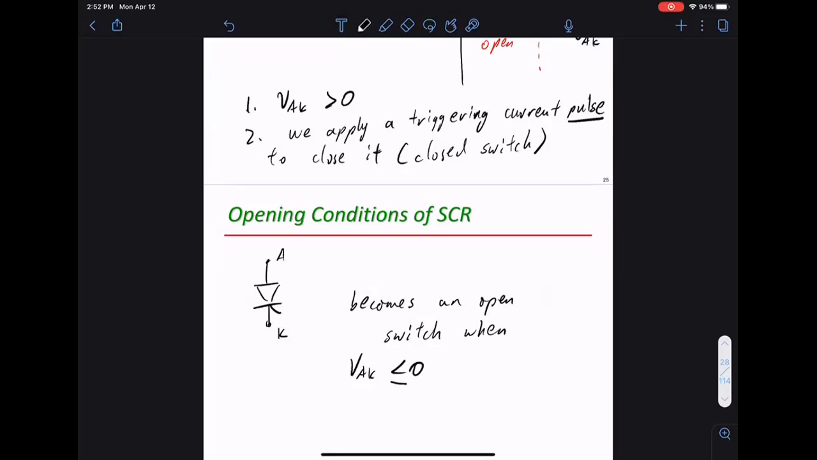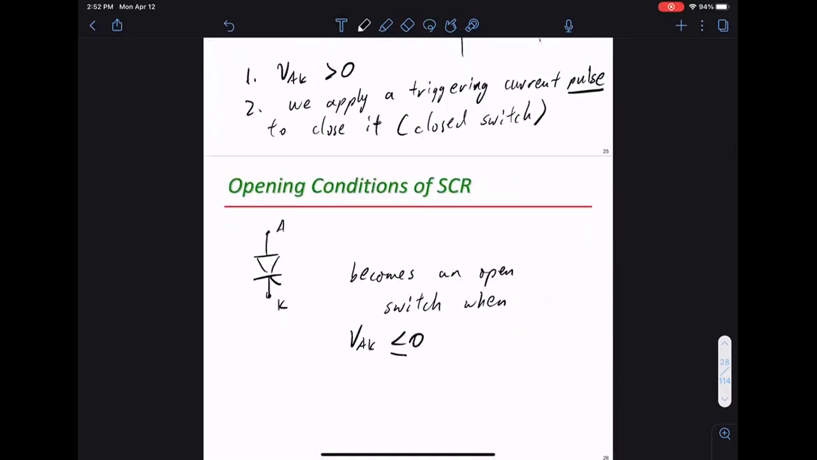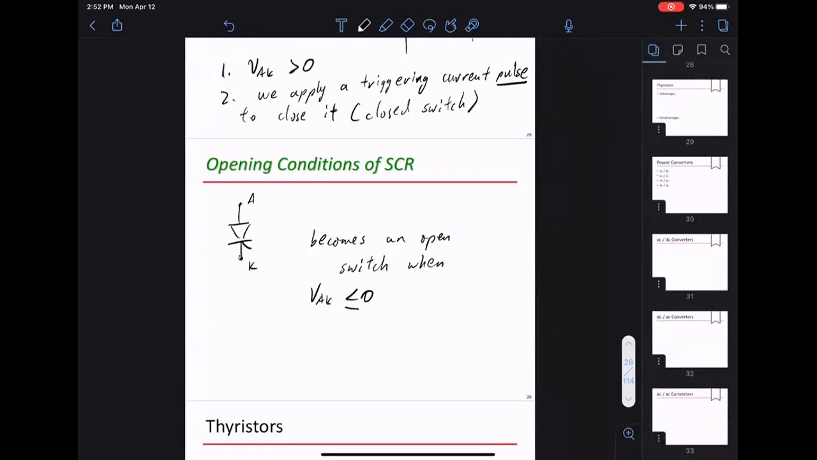Right now, there are more specific ways to do it, but for now we'll just say this whole thing turns off when the voltage VAK is less than 0. So let me explain this graph and what I mean by these two things. Let's take a closer look at what I mean.